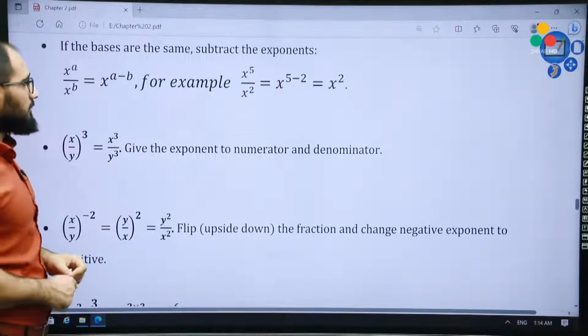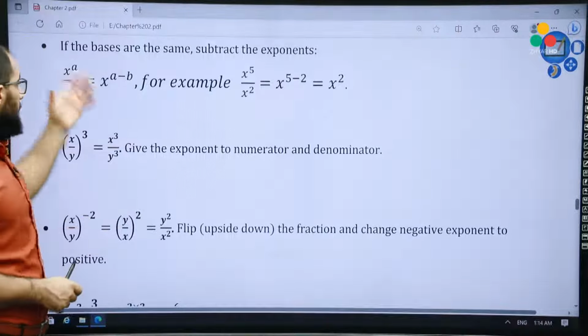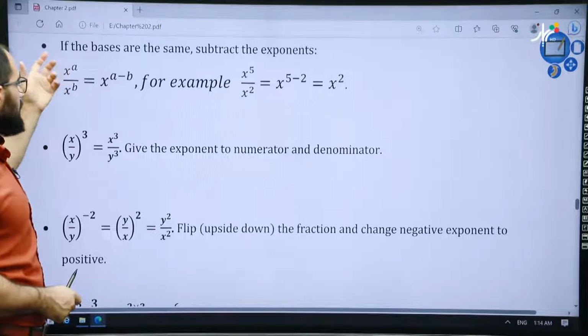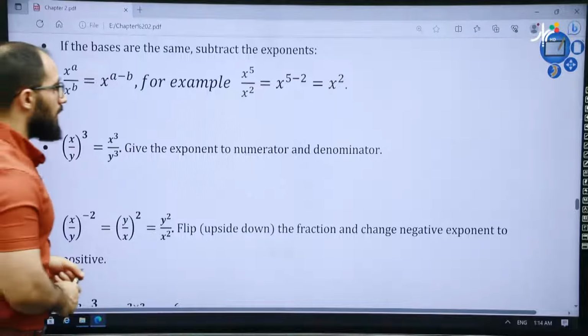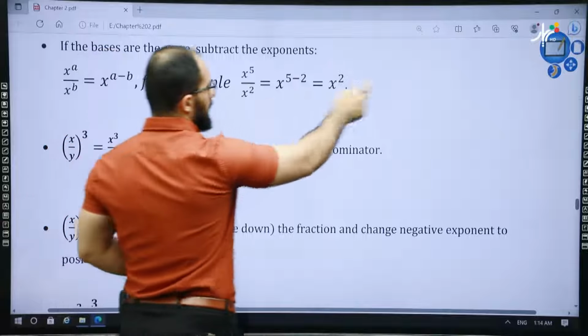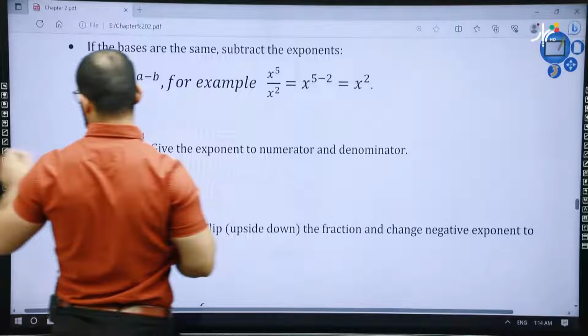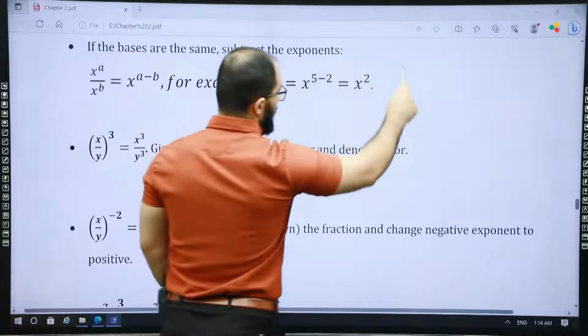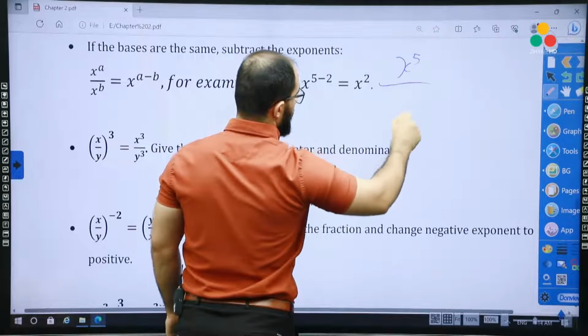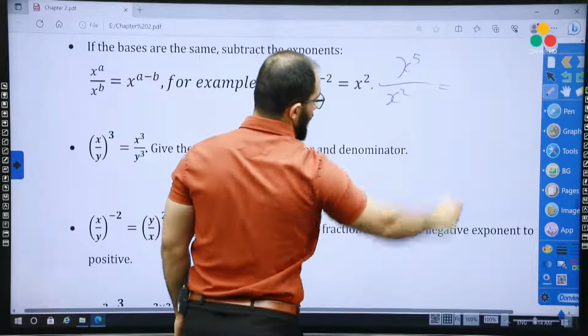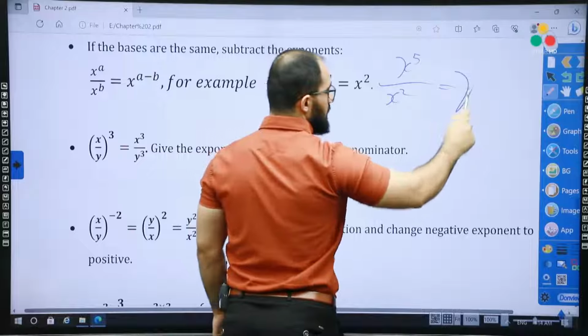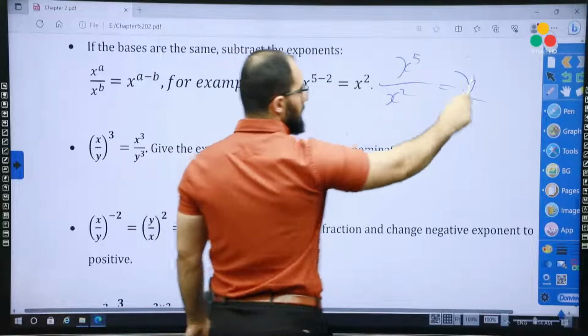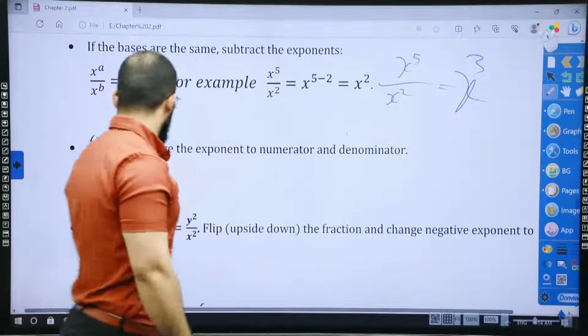This is the first rule: if you have the same bases, when you divide the powers, we are going to subtract them. Here we have x power 5 divided by x power 2. It's going to be, write down the base x, 5 minus 2 is going to be 3.